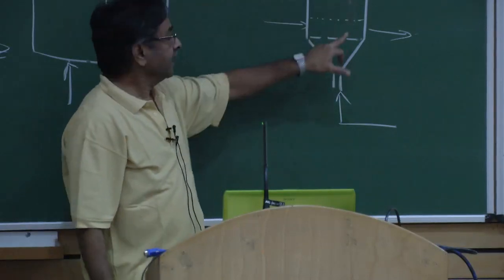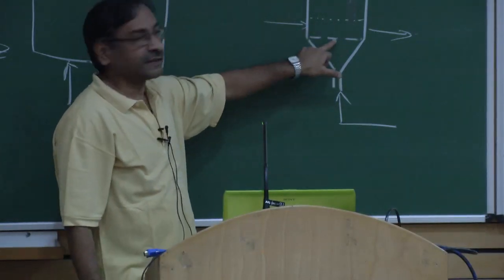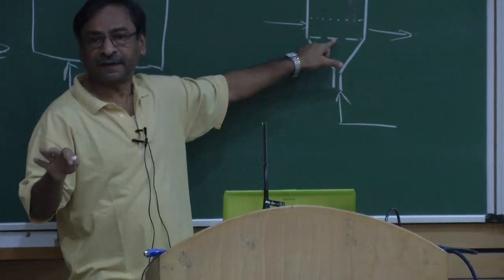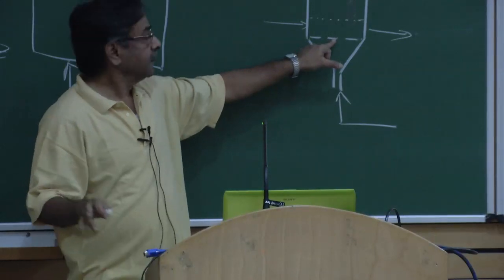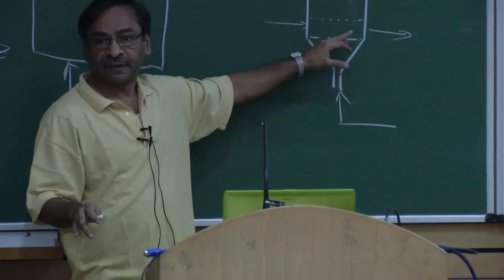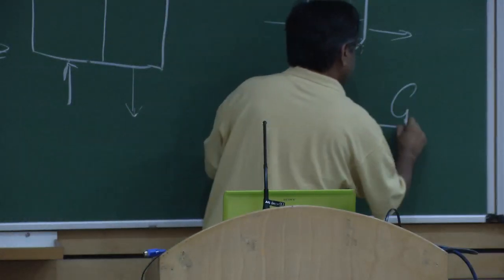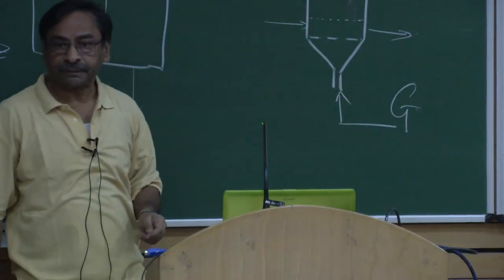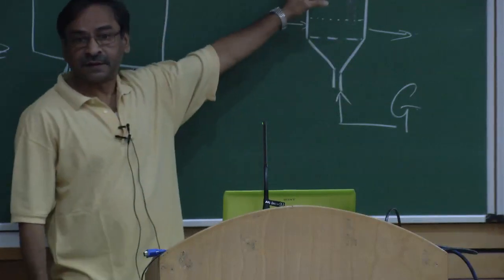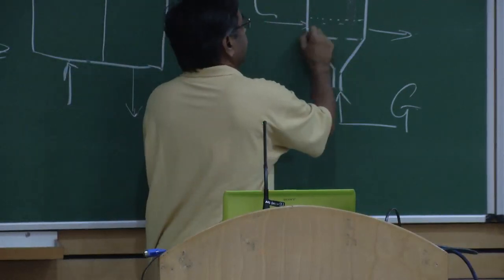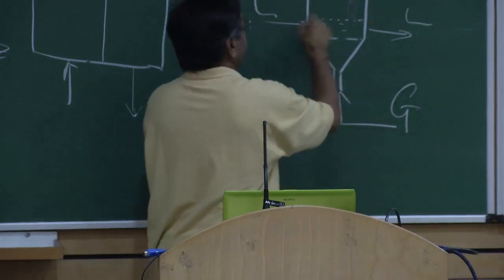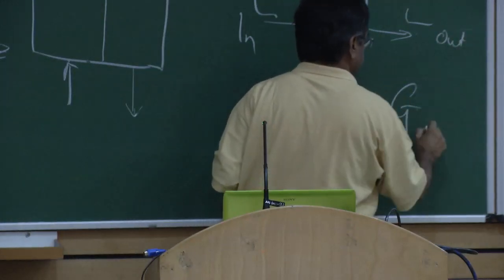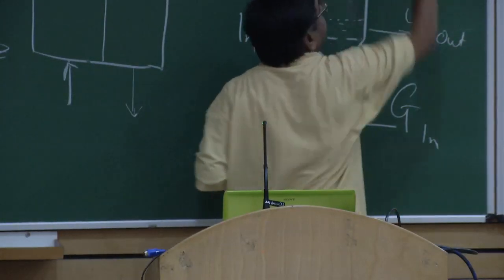You have a column, at the bottom of it there is a distributor plate, which is nothing but a plate with several holes with some predefined triangular pitch. So there is a plate with the holes here. You blow gas from here using a blower. So gas enters at the bottom, leaves at the top. And when gas is passing through the column, you introduce liquid into this column here and liquid may go out. So liquid comes in here, goes out here, gas comes in here and goes out here.